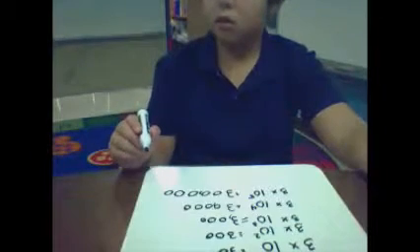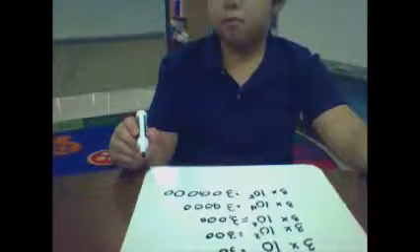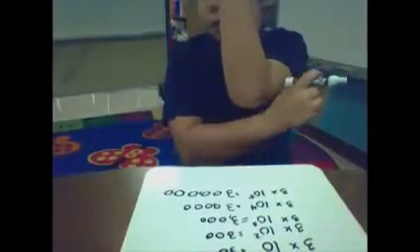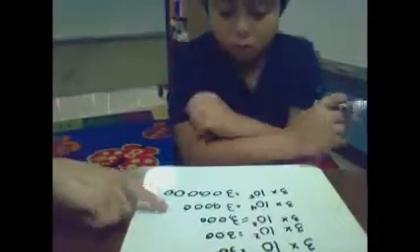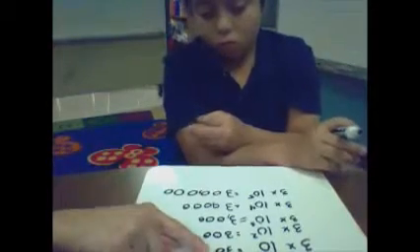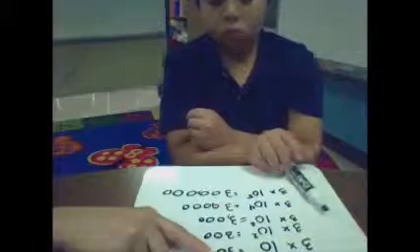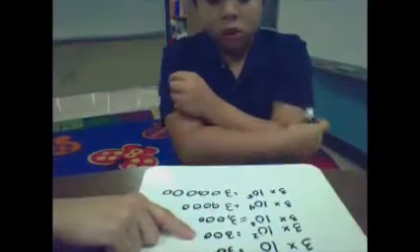Remember when we did the place value chart and we said this number is 10 times as much as, and this number is 10 times as much as, okay? Well, that's what it is. 300 is 10 times as much as 30. 3,000 is 10 times as much as 300.